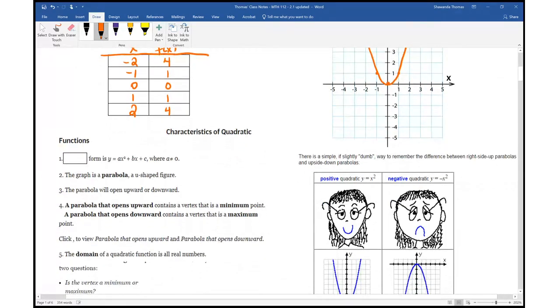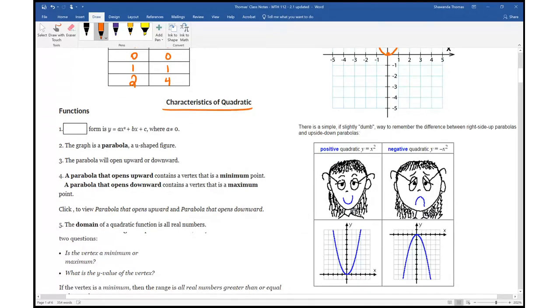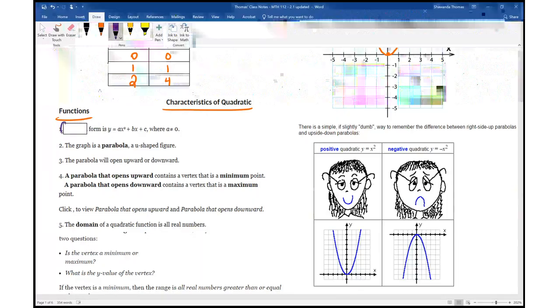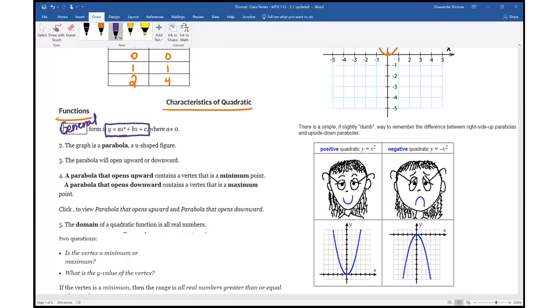Now, what are some characteristics of a quadratic function? The general form of a quadratic is y equals ax squared plus bx plus c, with a being our leading coefficient. Notice that a is not the same thing as x. A is the number in front of x squared. The graph is a parabola, a U-shaped figure. The parabola will open upward or downward.